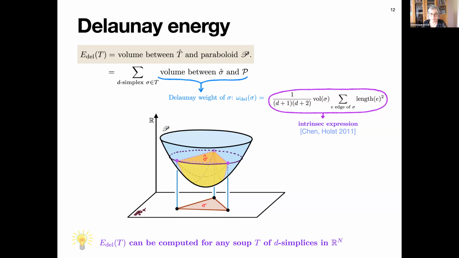So this means that when we have a soup of triangulation T formed of these simplices that lie in a higher dimensional space in Rn, we are still able to associate to this soup of simplices a Delaunay energy by just making the sum of the Delaunay weights of its d simplices. And so this was really the starting point of this work, this observation.